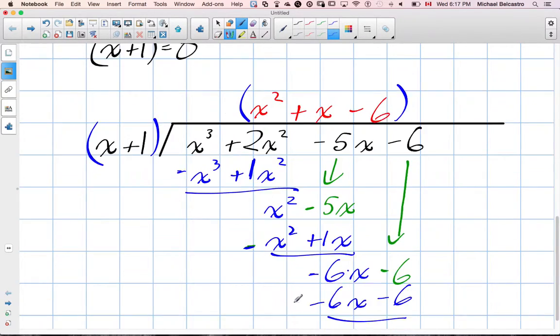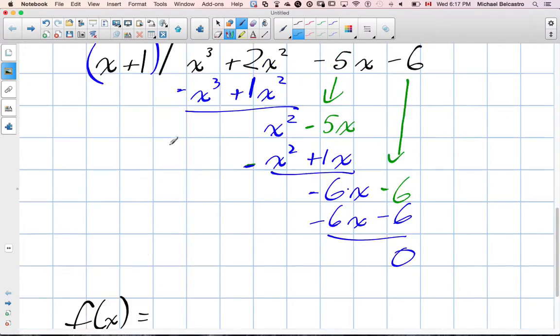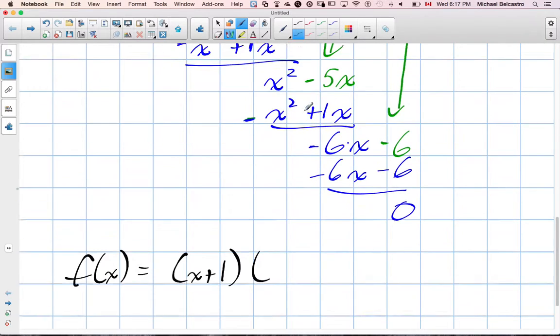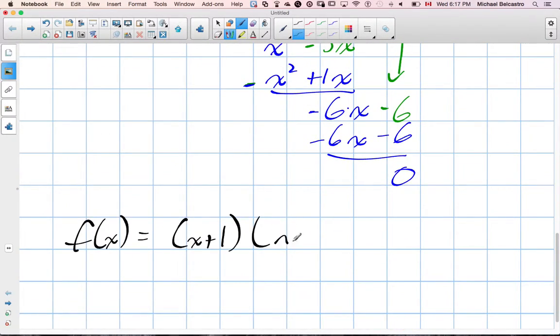So I need to rewrite this function. I'm not technically done. I'm trying to factor. So f of x is equal to, this is a set. So we've taken x plus 1 out of the original polynomial. And what's left over is x squared plus x minus 6. X squared plus x minus 6.